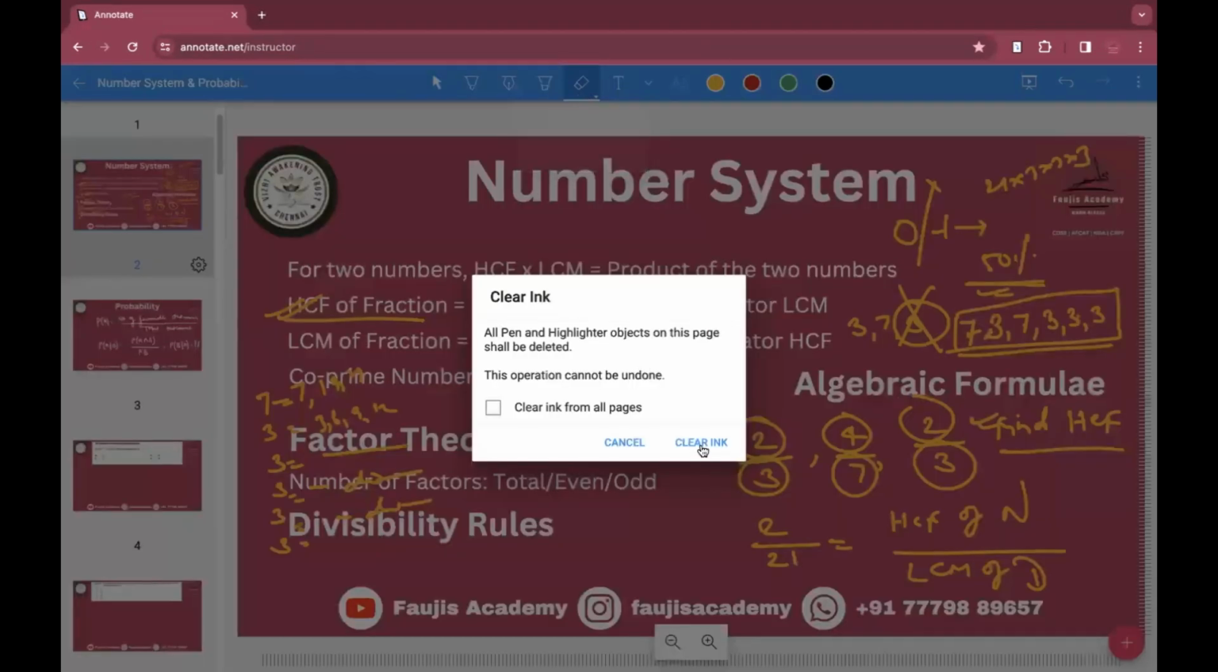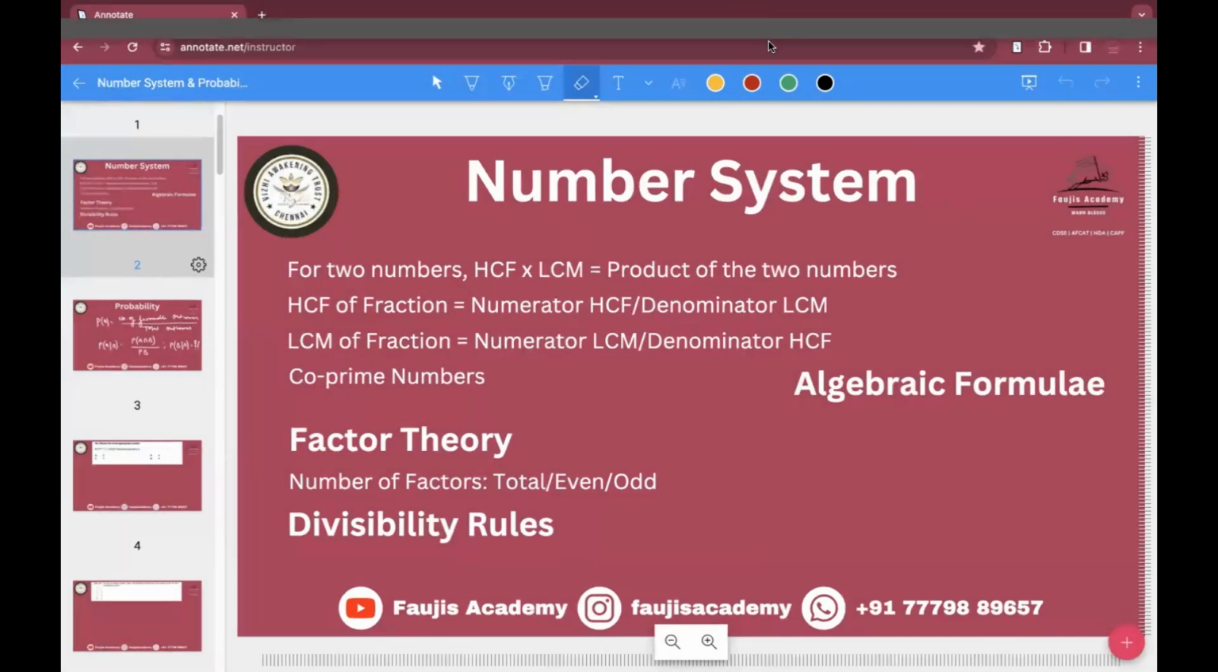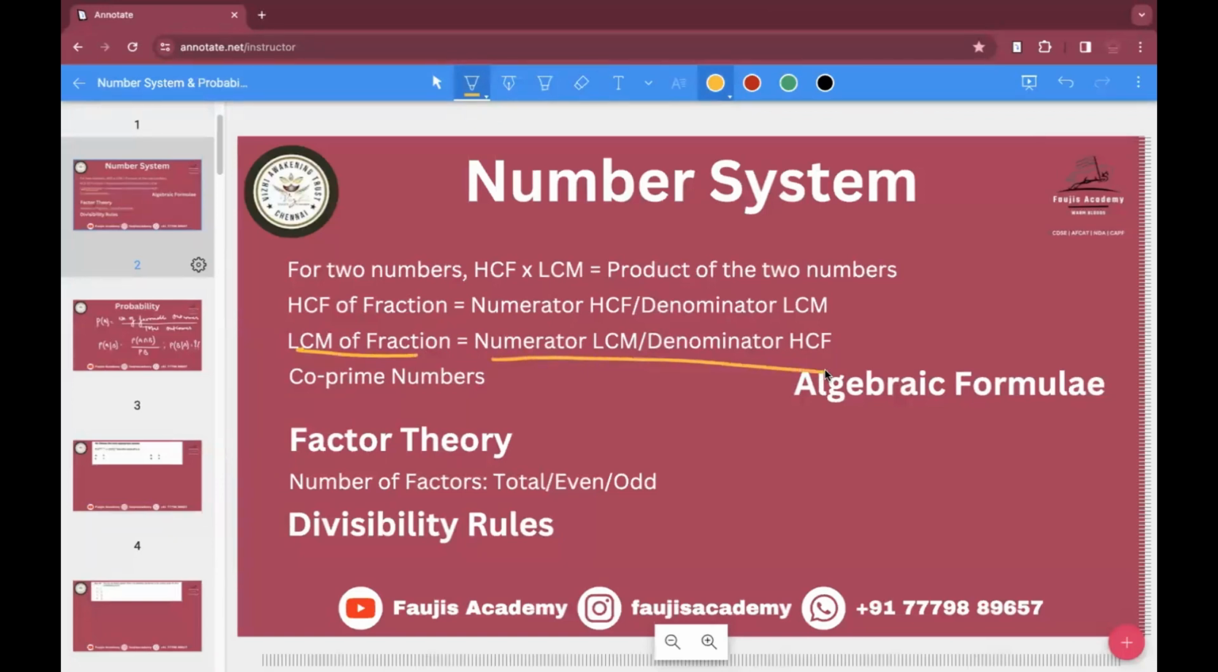We haven't even started the questions yet. And how much is it? 15 minutes. So LCM of a fraction, we find it by finding the numerator LCM and the denominator LCM. Do you want me to explain it? Yes or no?